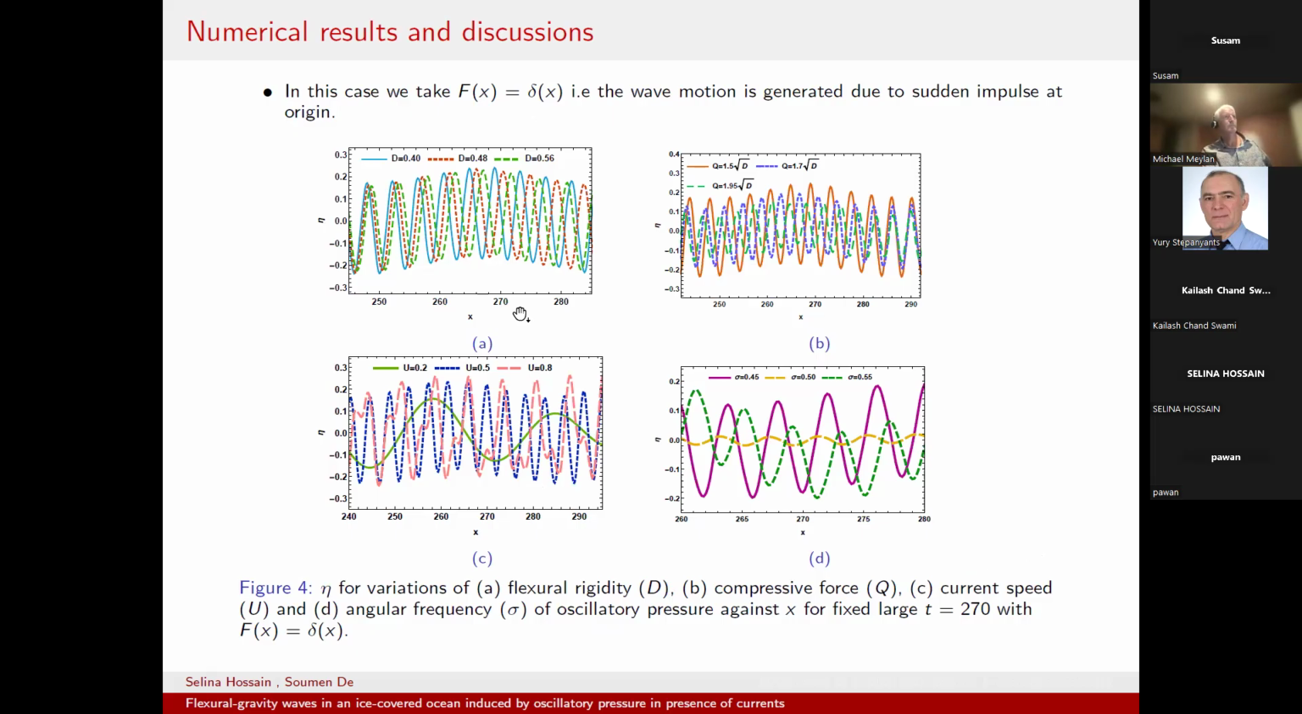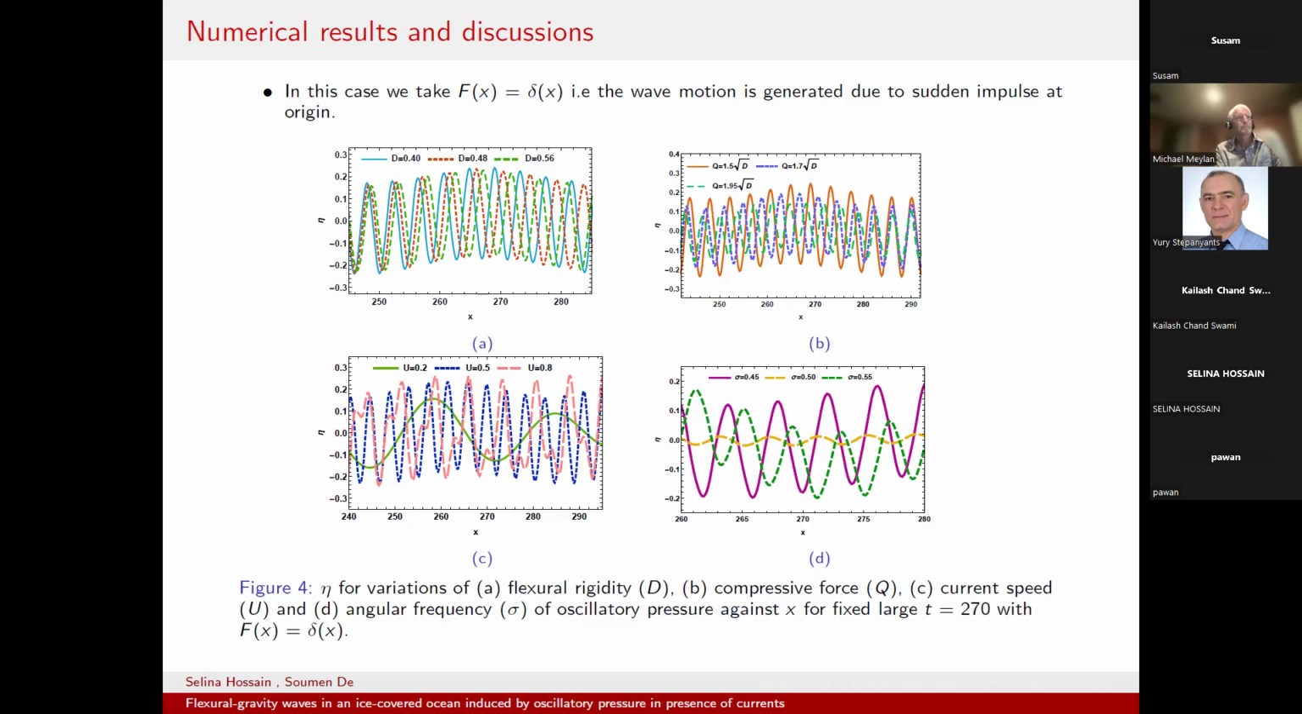Figure 4a shows that as the flexural rigidity D increases, the amplitude of the ice-covered surface decreases. This happens due to the fact that when D increases, the elastic plate becomes stiffer, resulting in a more rigid plate that does not vary significantly.